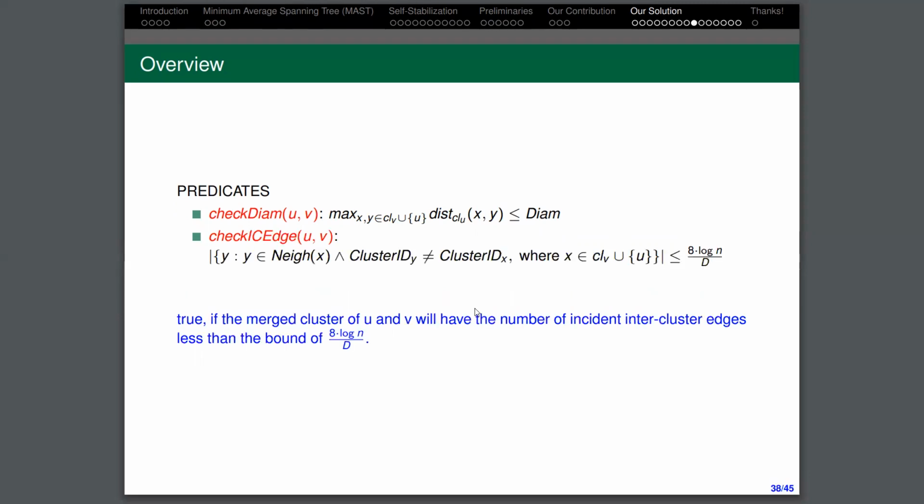The predicate check intercluster edge evaluates to true if each cluster has a bounded number of inter-cluster edges incident on it. The value of 8 log n by d is the bound we are talking about, where d is the diameter of the entire graph, and diam is the diameter of the individual clusters.